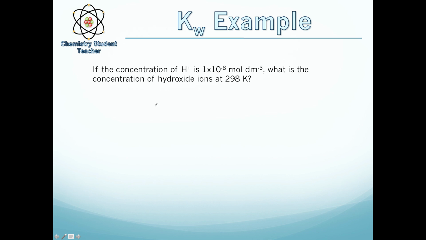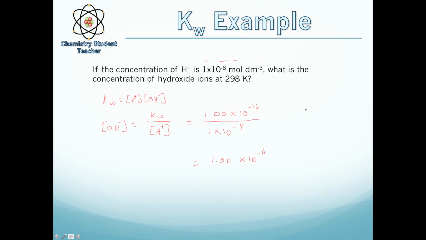If we look at an example of Kw: if the concentration of H plus ions is 1 times 10 to the minus 8 moles per dm cubed, what is the concentration of hydroxide ions at 298 Kelvin? Well, Kw equals the H plus and OH minus concentrations multiplied. We'll rearrange that as we want to find OH minus, so the concentration of OH minus equals Kw over the concentration of protons. From the previous slide, we know Kw is 1.00 times 10 to the minus 14, and the concentration of H plus is given in the question, 1 times 10 to the minus 8, which gives us a value of 1.00 times 10 to the minus 6.